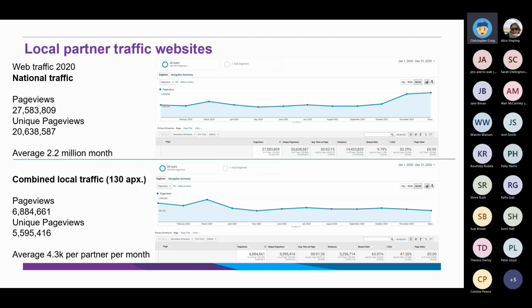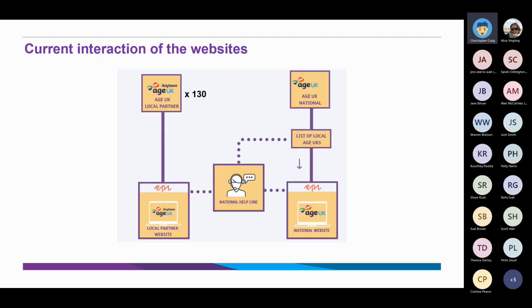So if we go to the next slide, that demonstrates there's no joined up data across the partners. You've got 130 partners, and they just put their content straight into the local EPI server and publish it that way. The national has a list of local Age UKs, and then that gets pulled out on the national website. The national helpline looks at one or the other and doesn't really know how to tie all this together.